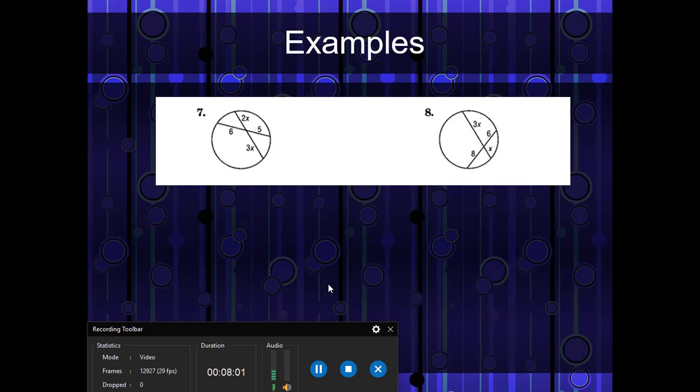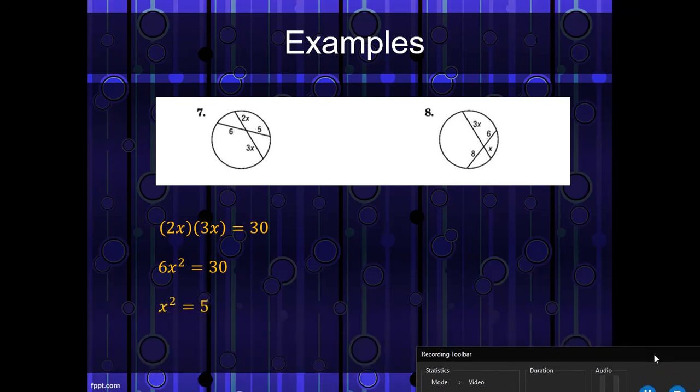With number 7, we're multiplying 2x times 3x, and that equals 6 times 5. When I distribute and combine, I'm going to divide now by 6, and 5 is not a perfect square, so the value of x is approximately 2.2.